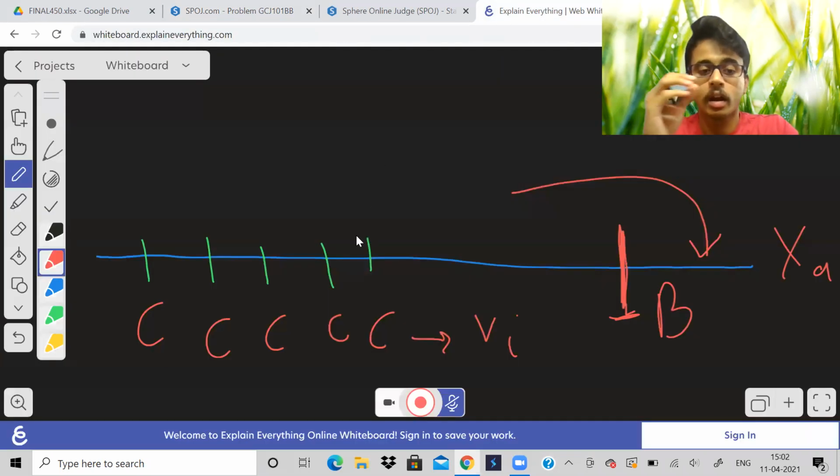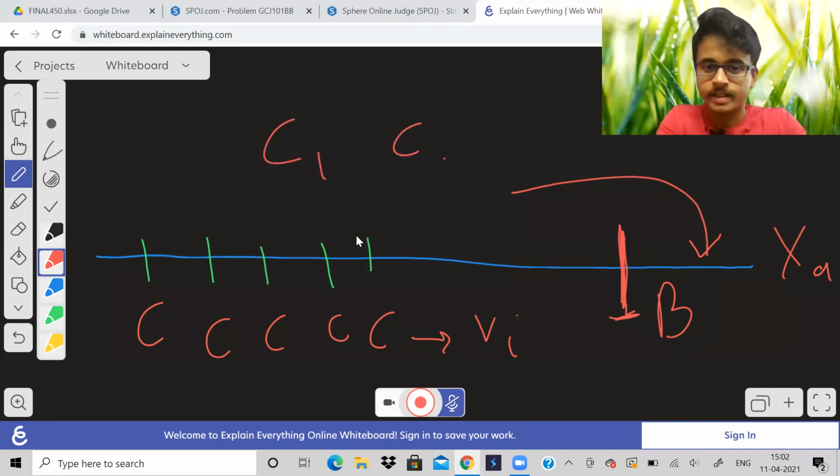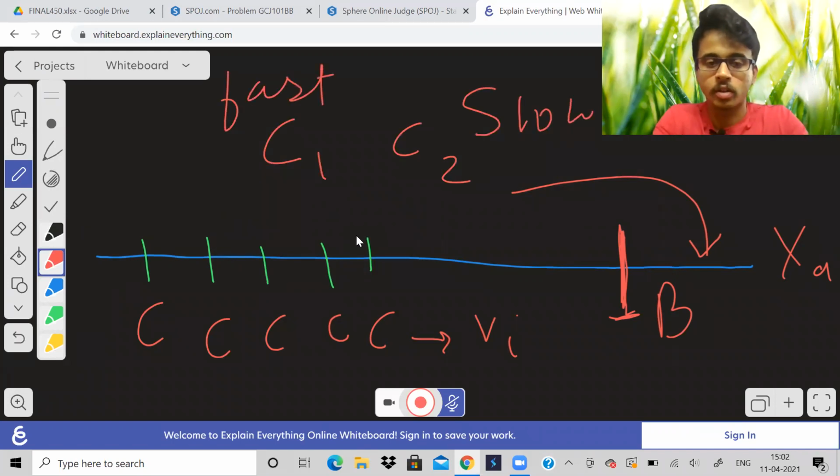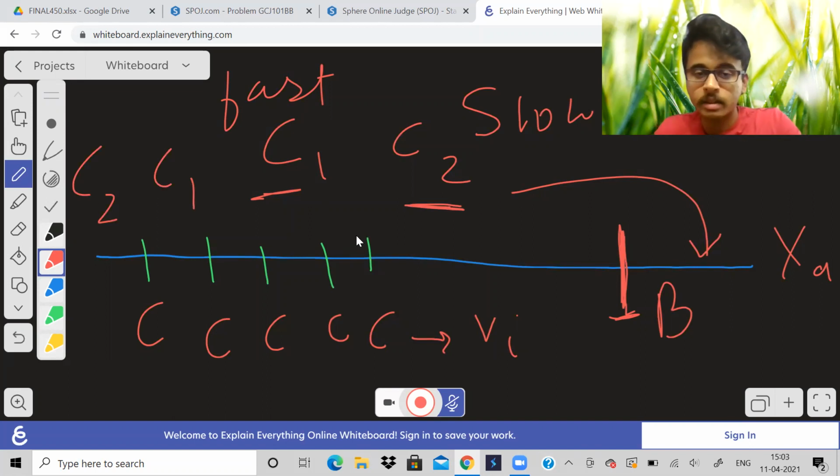Basically, a slow chick is an obstruction for a faster chick if the faster chick is present behind the slow chick. Let us consider two chicks, C1 and C2. Now this is a slow chick and this is a fast chick. If this slow chick C1 is swapped with the fast chick C2, that means the arrangement becomes like this, then this chick will reach the barn.